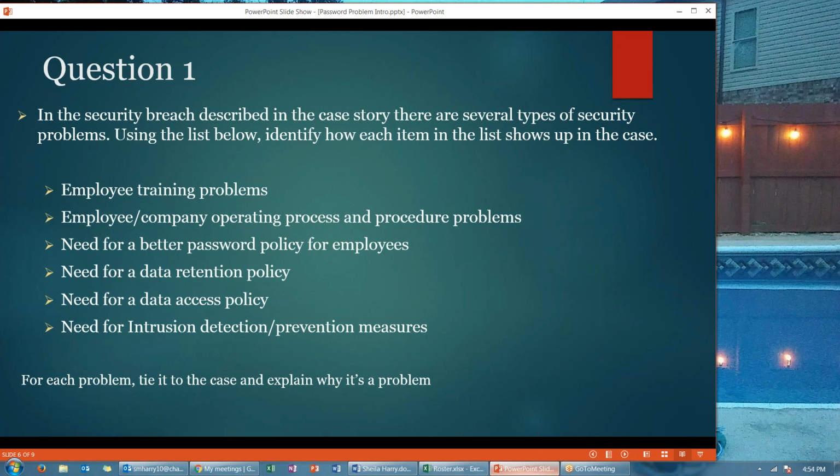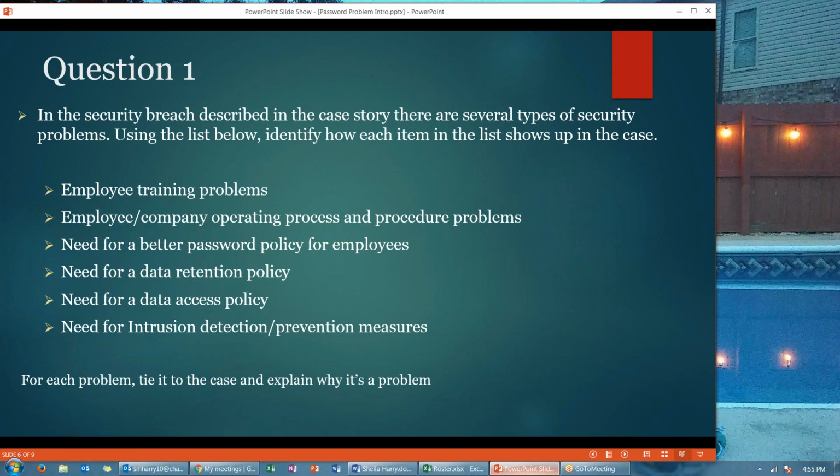The second part, employee or company operating process and procedure problems. So identify how that shows up in this case and explain why it's a problem. Next, need for a better password policy for employees. Again, identify how that shows up in the case and explain why it's a problem. Next, need for a data retention policy. You're going to do the same thing with that. Need for a data access policy. Same thing with that. And need for intrusion detection prevention measures. And you'll do the same thing for each one of these.